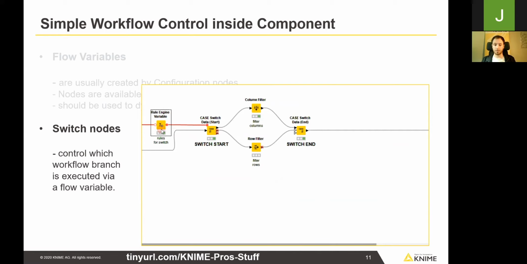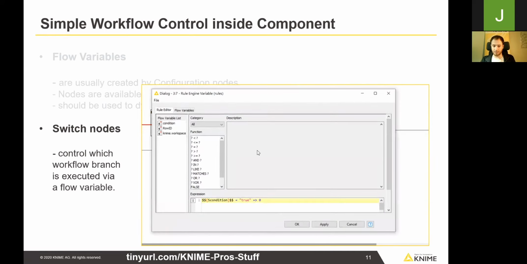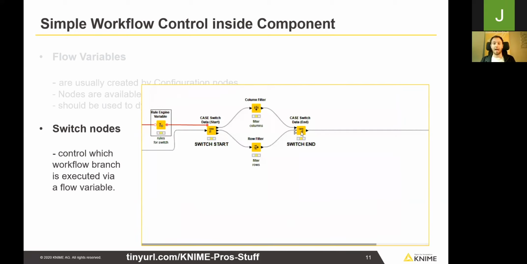So the configuration node determines the rule engine variable. The rule engine variable determines this case switch node. The case switch node determines which branch is executed. The branch is, in the end, a sequence of nodes. And this way, you can really decide, okay, if the user selected this, go this way. If the user selected that, go this other way.